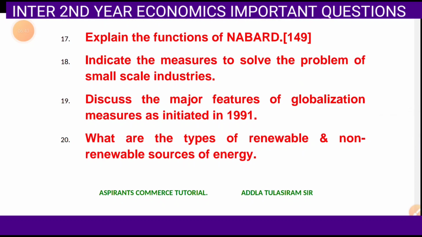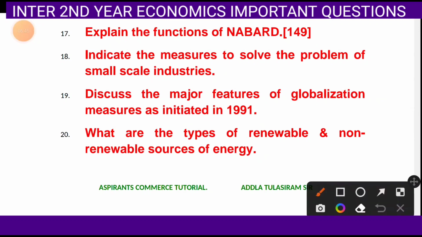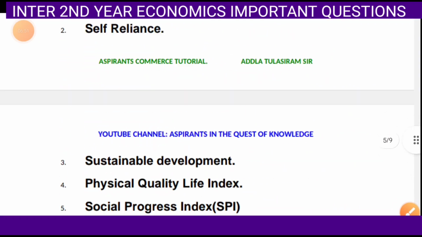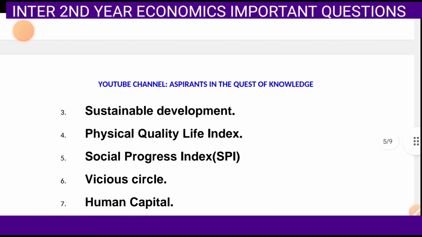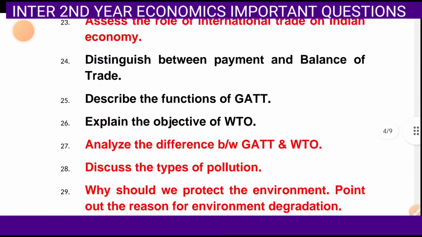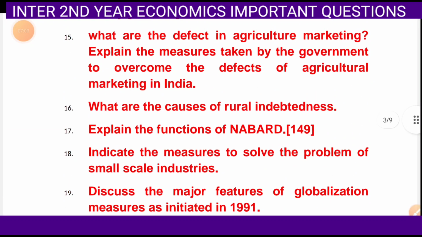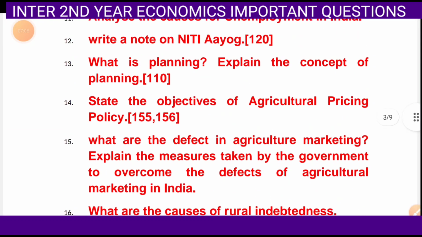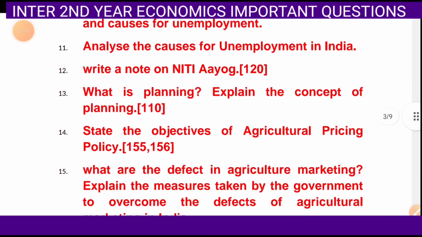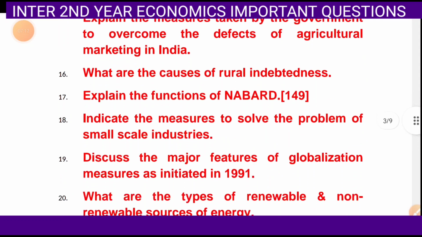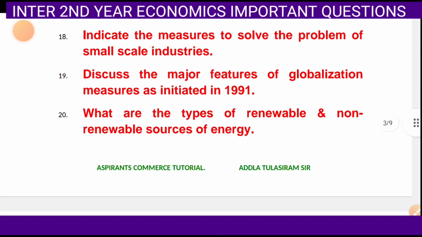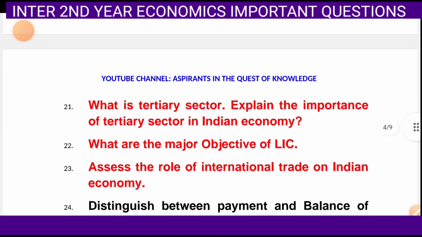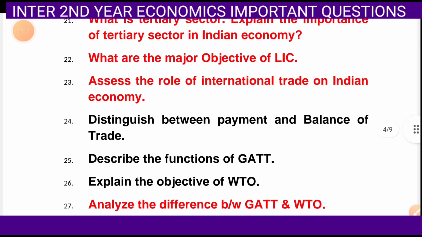I think we have discussed this. Features of globalization, measures initiated, and indicate the... where it is going. Pause. Just a minute, let me. We have discussed all this: NABARD, rural indebtedness, measures to solve the small scale industry problem. Okay, renewable. Okay, tertiary sector.